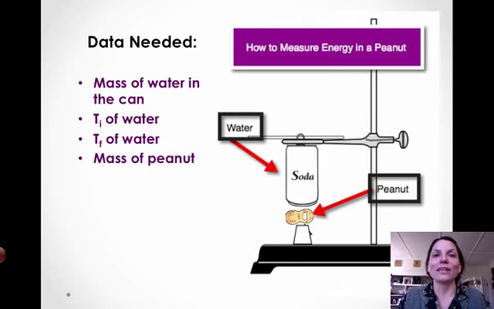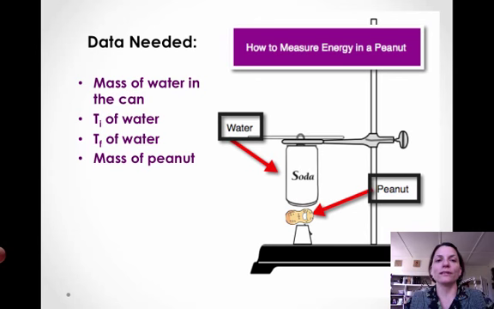Now, here's what we're going to do in class. Here's our first calorimetry challenge. We're going to use this concept of heat exchange from the system to the surroundings to determine the number of calories in a piece of snack food. In this case, it's a peanut.